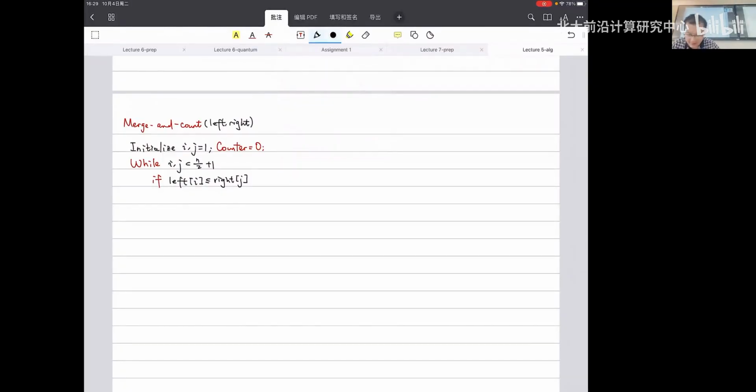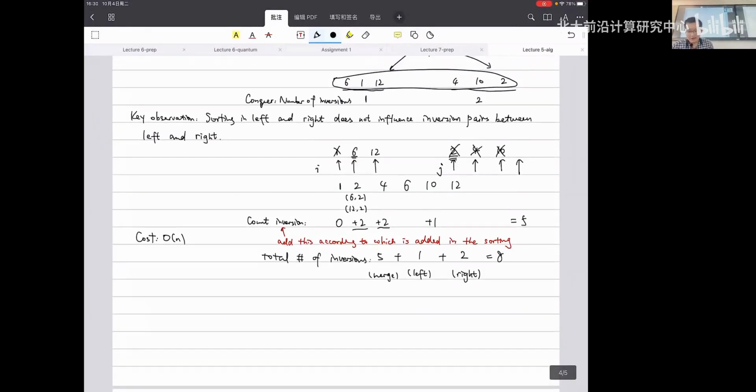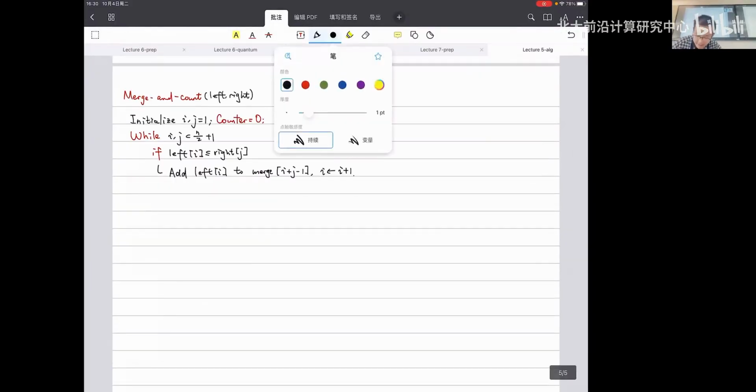So as long as the left-hand side is smaller than or equal to the right-hand side, we just add left i to merge i plus j minus 1, and accordingly increase i here. This is the easy case. Recall what we discussed above: we do a very careful calculation here. We count the inversion when the left-hand side is larger than the right-hand side, so we need to be very cautious about the next line.